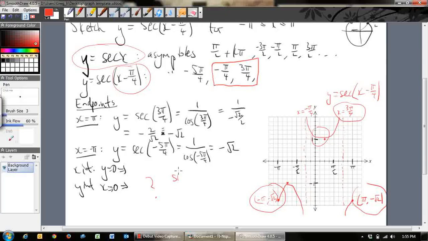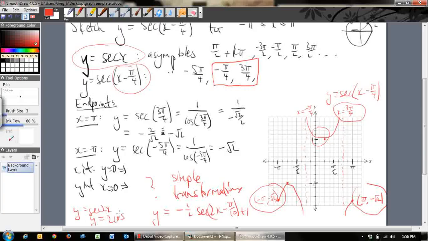Specialist maths only requires simple transformations. Okay, you're not going to get anything like y equals negative half sec of 2x minus pi on 10, plus 1 or anything. You're not going to get crazy ones like that. You'll only ever get simple transformations like moving by pi on 4 or y equals sec 2x, or y equals 2 cot x. Simple transformations, so 1 or maybe 2. So make sure you understand how to do the basics and how to apply transformations.